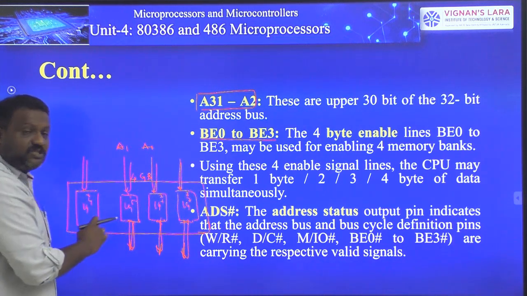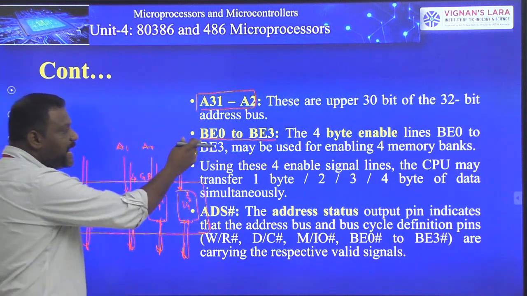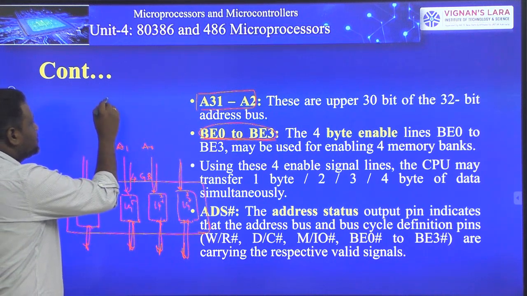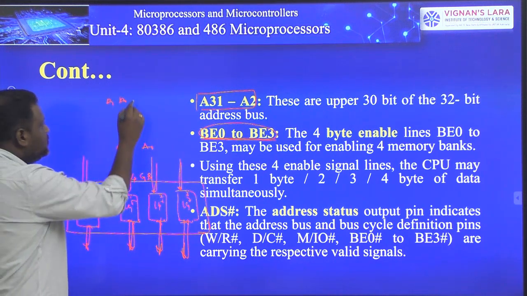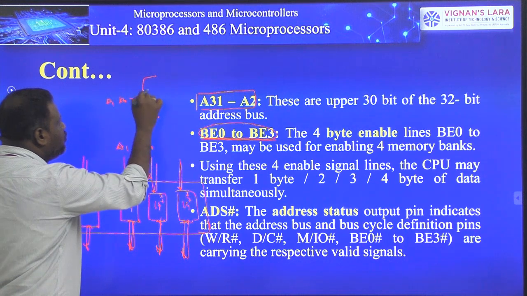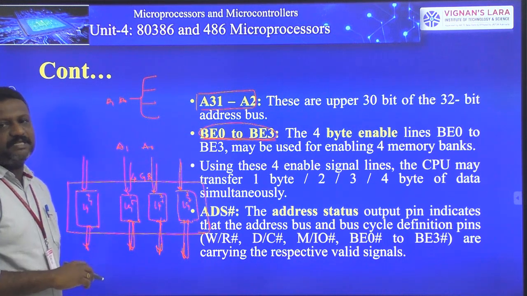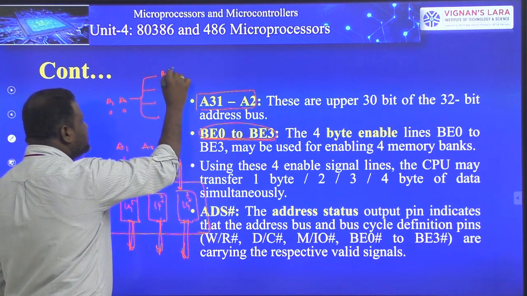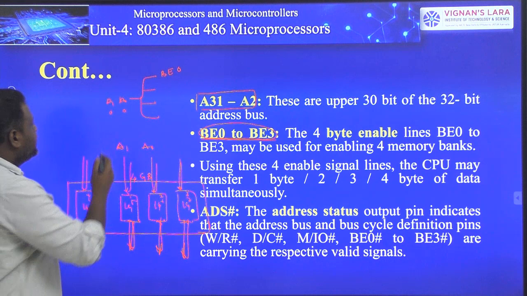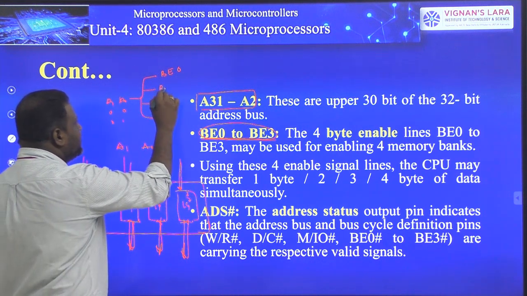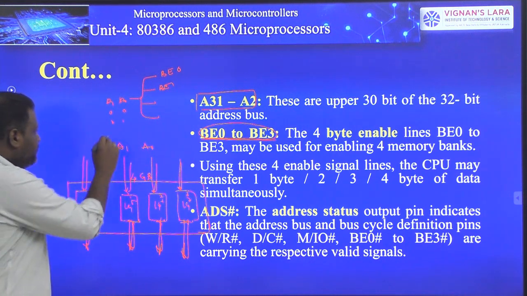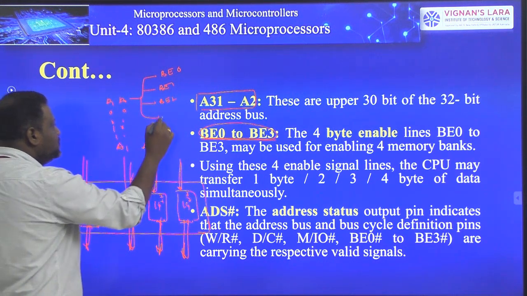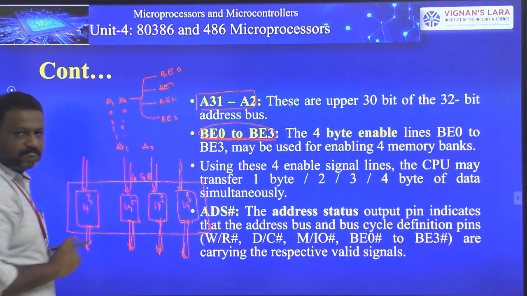So to enable these 4 memory banks, I need bank enable signals or byte enable signals. These are 2 address lines A1 and A0, converted to 4 byte enable signals or bank enable signals. If these 2 signals are 0, 0, I am assuming it is BE0. Next, 0, 1, I am assuming it is equivalent to BE1. If it is 1, 0, then it is BE2, and 1, 1, you can assume this is BE3.